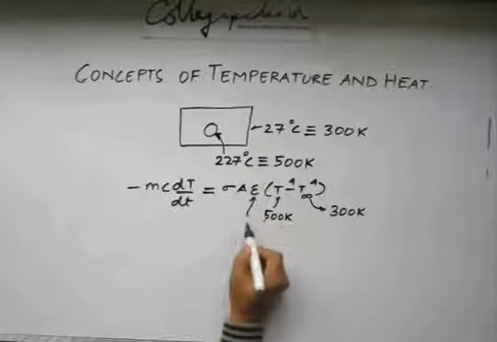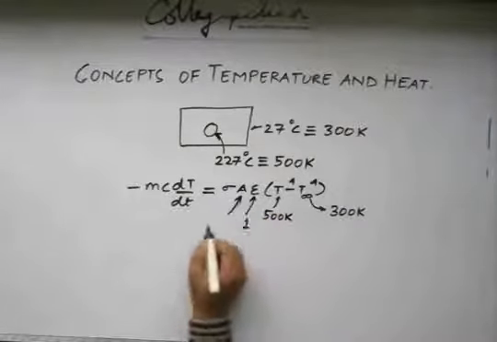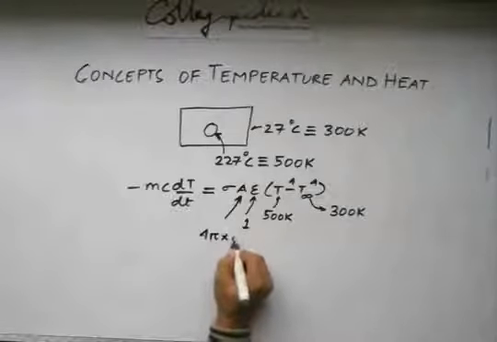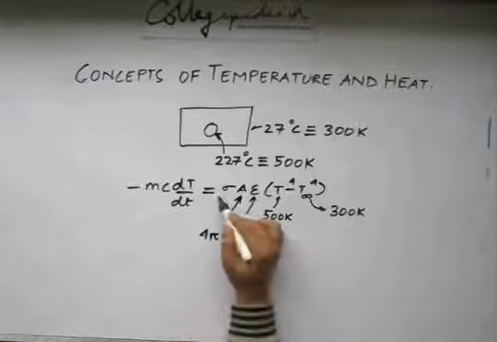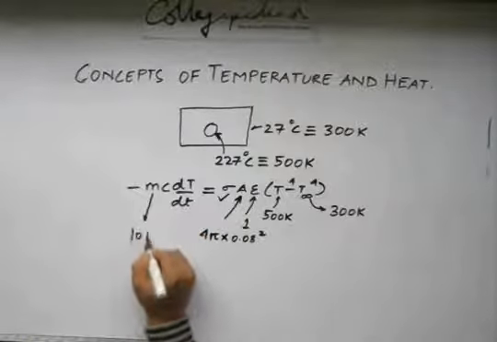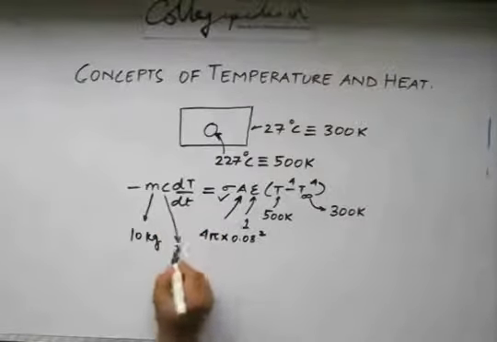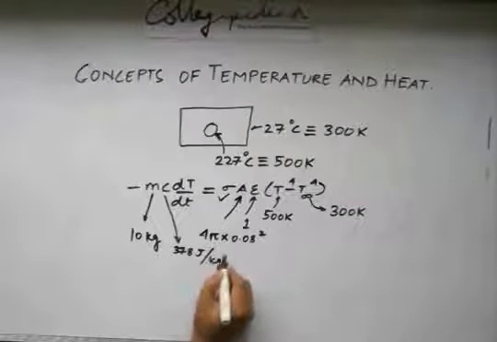This epsilon is given to be 1. Area of surface is nothing but 4 pi r square, so it will be 4 pi into 0.08 square. Sigma is given. Mass of the sphere is 10 kgs. And the specific heat is 378 joule per kg per degree Celsius.